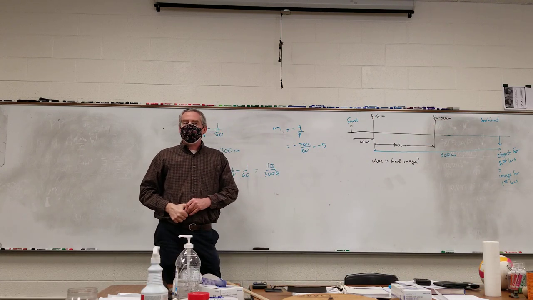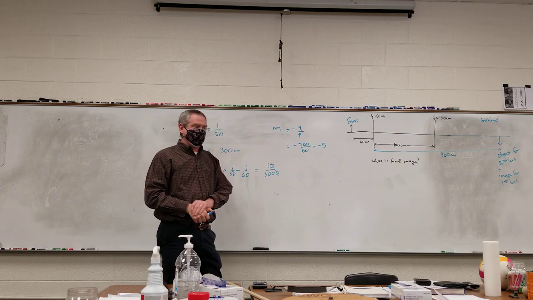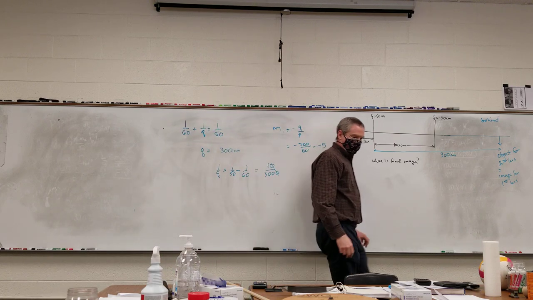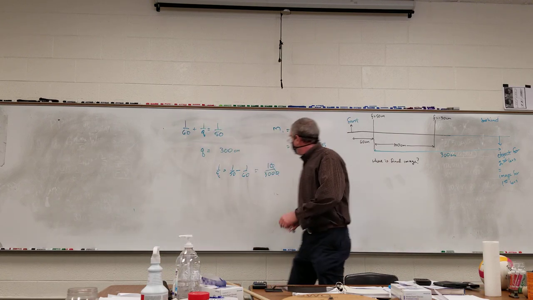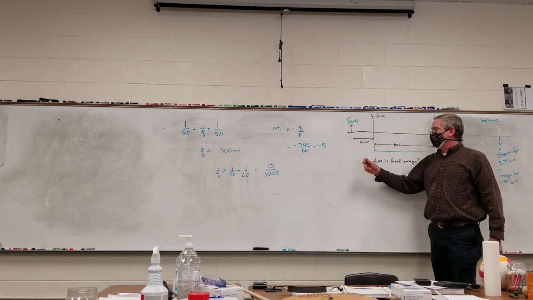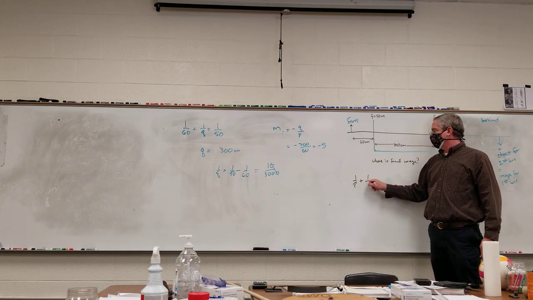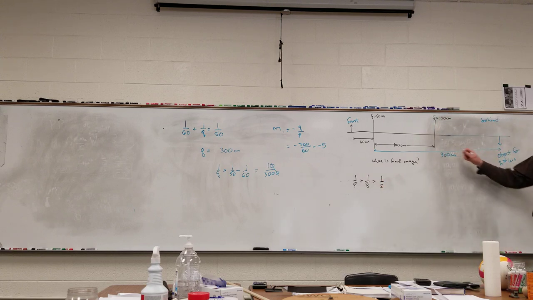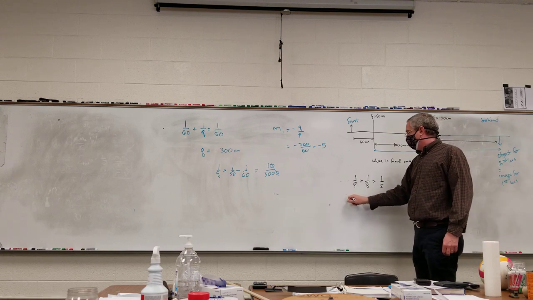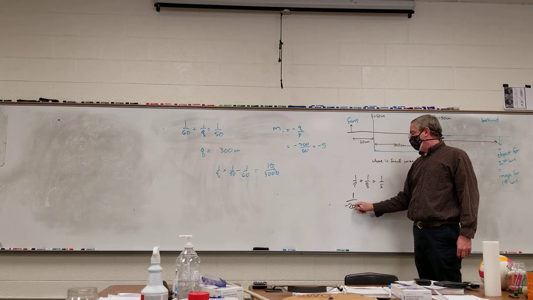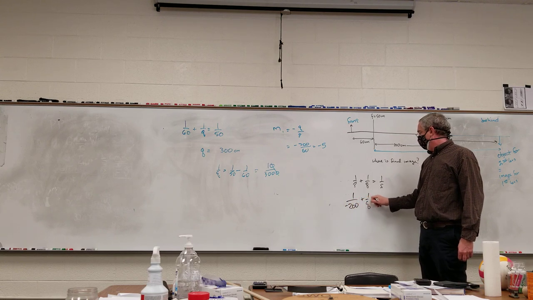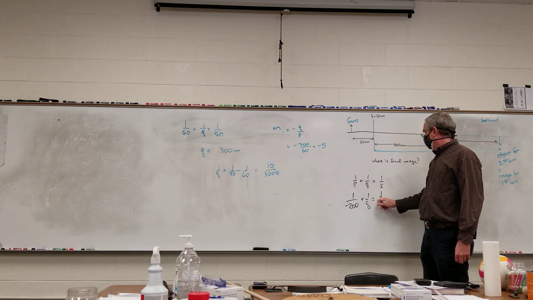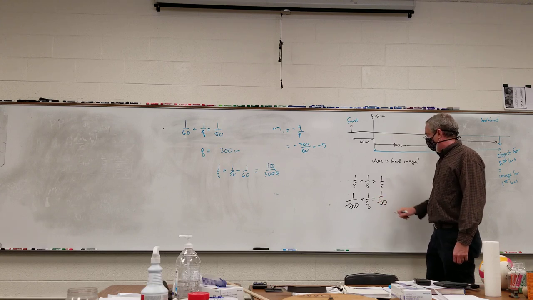So when I figure out what is P for the second lens, we're now doing the second part of this. Again, plug it into 1 over P plus 1 over Q is 1 over F. P is the distance from here to here, and it is negative. That is the trick. So this is 1 over negative 200 plus 1 over Q is equal to 1 over negative 30.